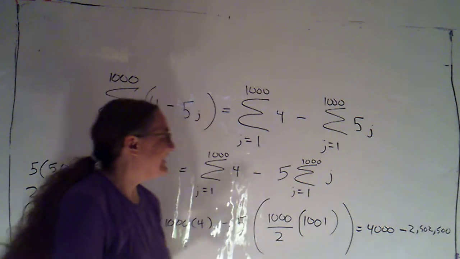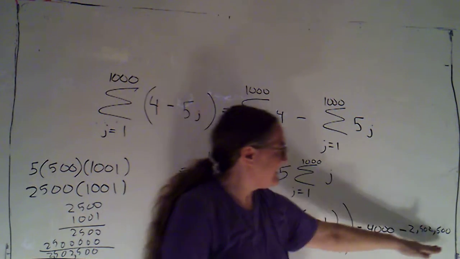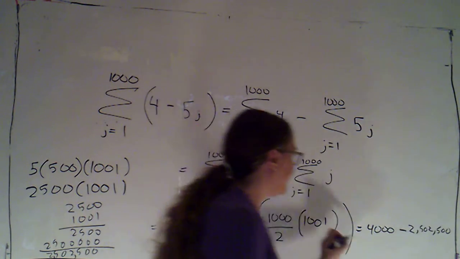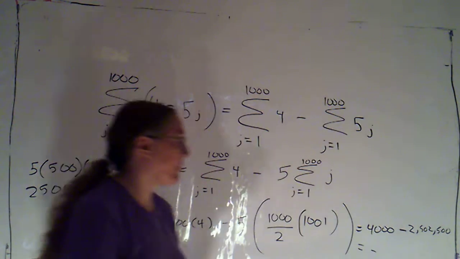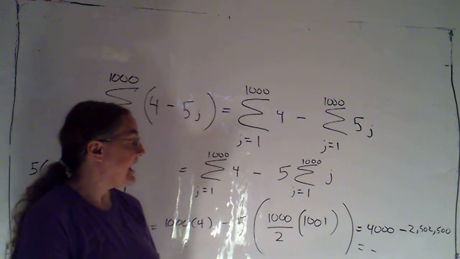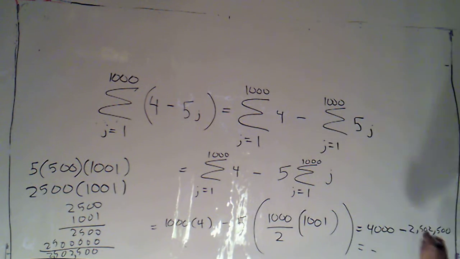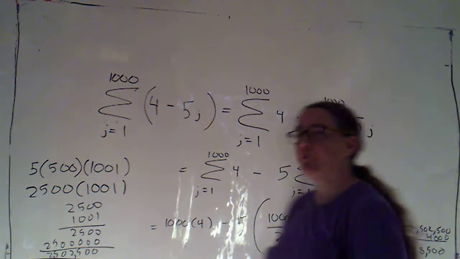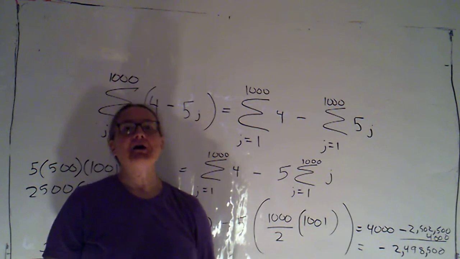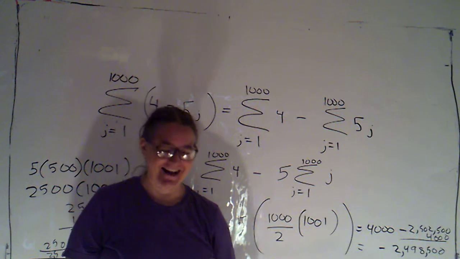All right. So we've got 4,000 minus this much, much bigger number. Since I'm subtracting the bigger number, it's going to be negative. Okay. And then to find out the absolute value, I just subtract bigger number minus smaller number. So I'm going to just subtract 4,000 from here. 12 minus 4 would be 8, 9, 4, 2. So we get negative 2,498,500. All right, excellent.